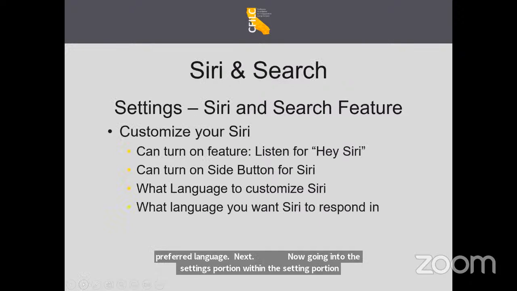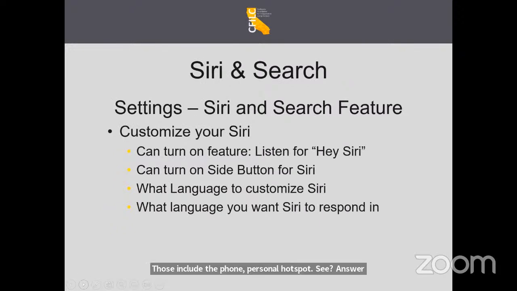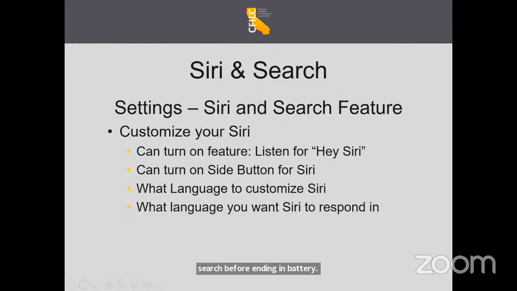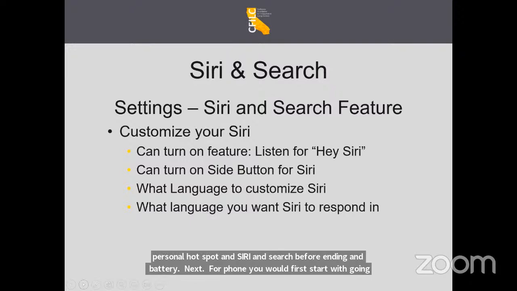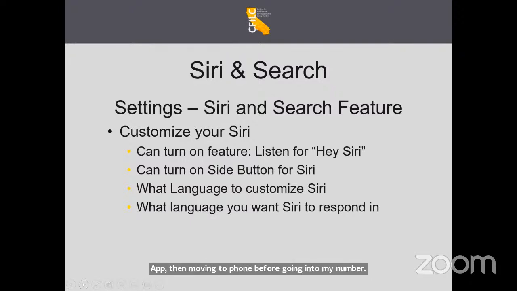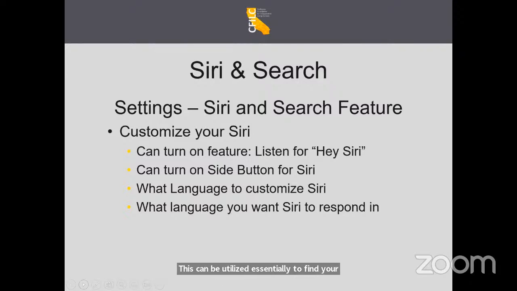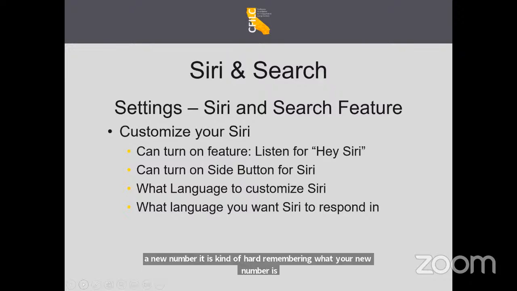Now going into Siri and search. In order to have access to Siri and search, you'll start with settings and then go to the Siri and search feature. Siri is pretty awesome because you can customize it as you please. So in the bottom, I have 4 different sections on how you can customize your individual Siris. Such can include turning on the feature to listen for Hey Siri. You automatically have your Siri responding to you if you open up that feature.